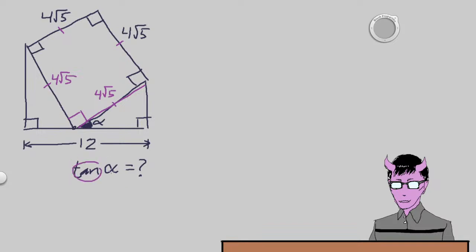Well, first, what's the tangent of this alpha? Tangent is going to be opposite relative to adjacent. And we have neither of those, unfortunately. So we don't know what this is. Temporarily call this one x, and then we don't know what the other one is. Temporarily call that a y. So we know neither of those two, unfortunately.